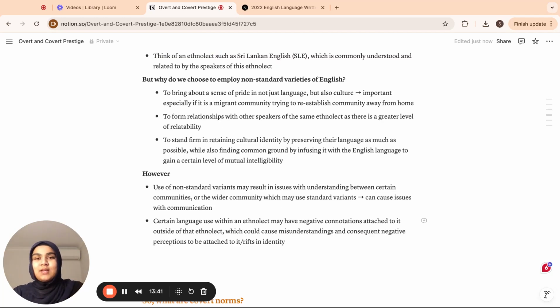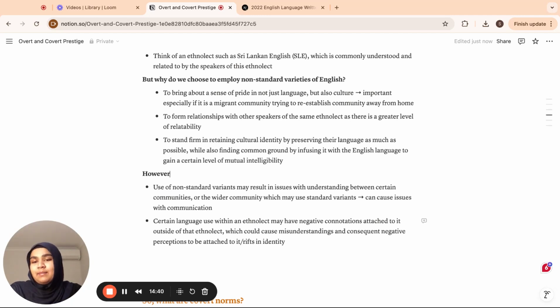Now, just like overt prestige, there are a few drawbacks in languages, rather, that achieve covert prestige, and one of them is that even though we try our very hardest to allow people to understand us, even though we try our very hardest to rise to the register of an occasion, or rise to the social environment and understand those social cues by altering our language, we're not always going to get it right. And that's okay. But the use of non-standard varieties can therefore result sometimes in issues in understanding, right, between certain communities.